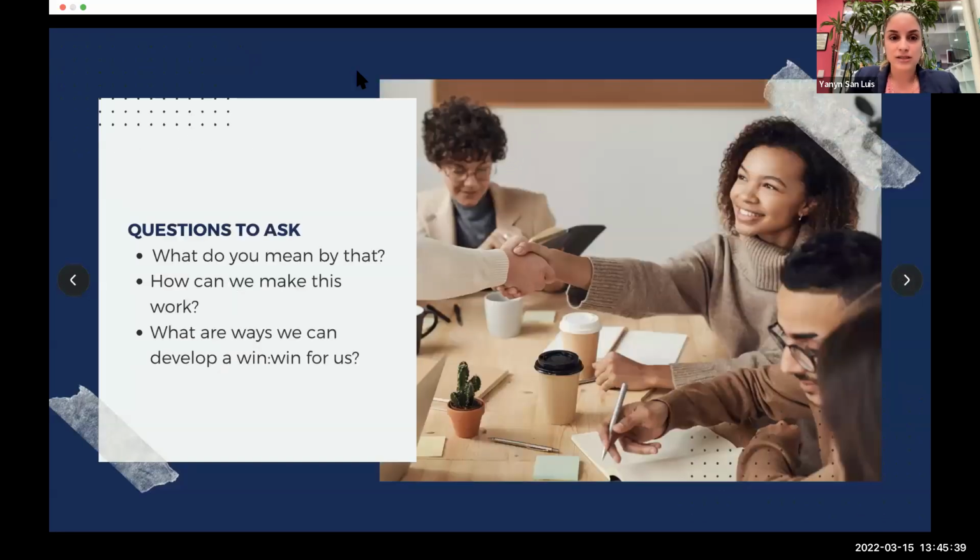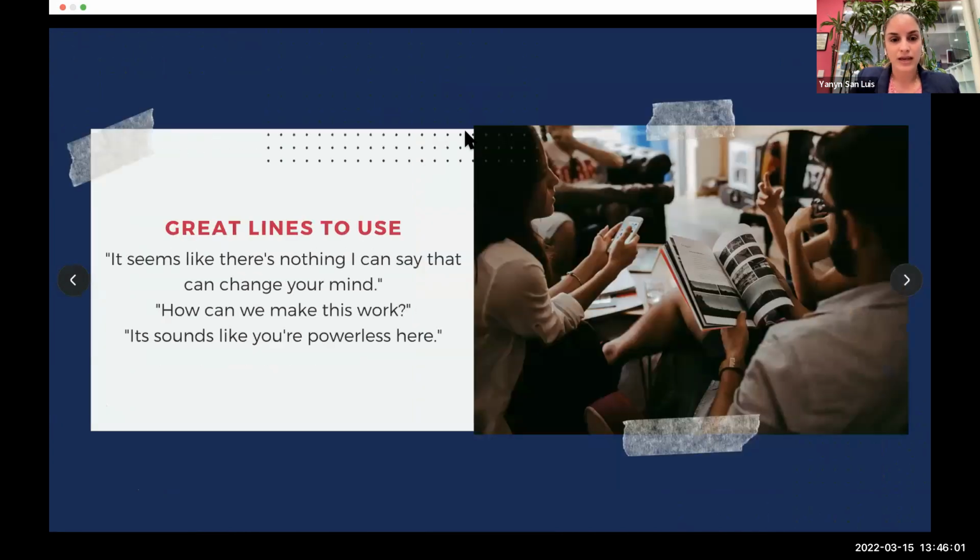A couple of other questions, and just language for you to think through and ask. When someone gives you an objection: what do you mean by that? How can we make this work? Or what are ways we can develop a win-win scenario for us? So how and what questions are things to have in your back pocket to really decipher and go through as well. Great lines to use as well.